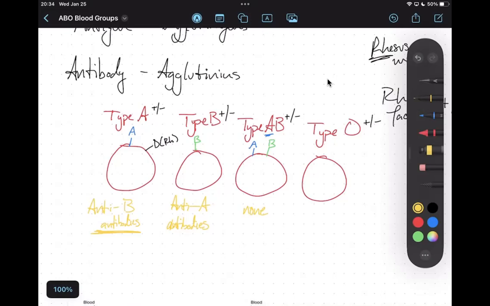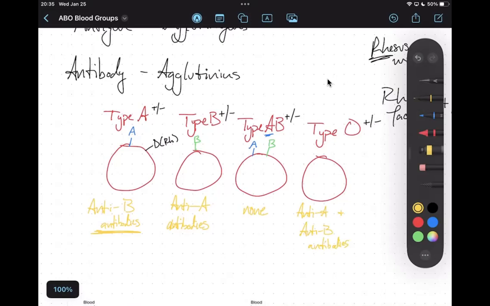Well, because we don't have either antigen A nor B, we have both anti-A and anti-B antibodies, right? So this means that if A blood is introduced, the anti-A antibodies of type O blood will attack it. If B blood is introduced, the anti-B antibodies will attack that B blood, all right?